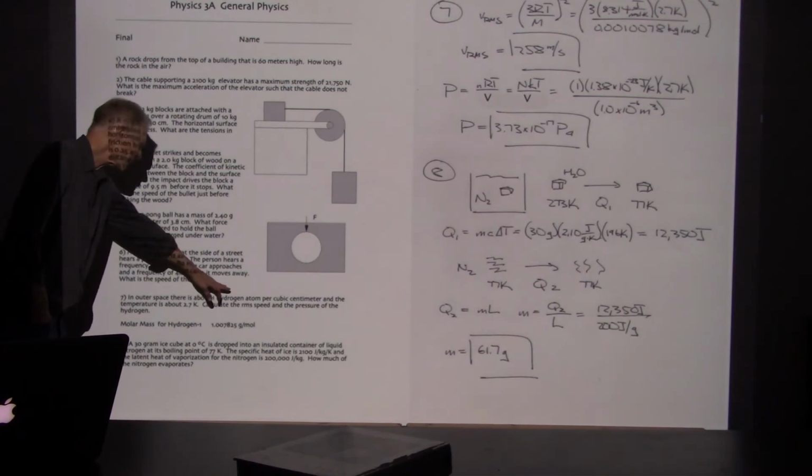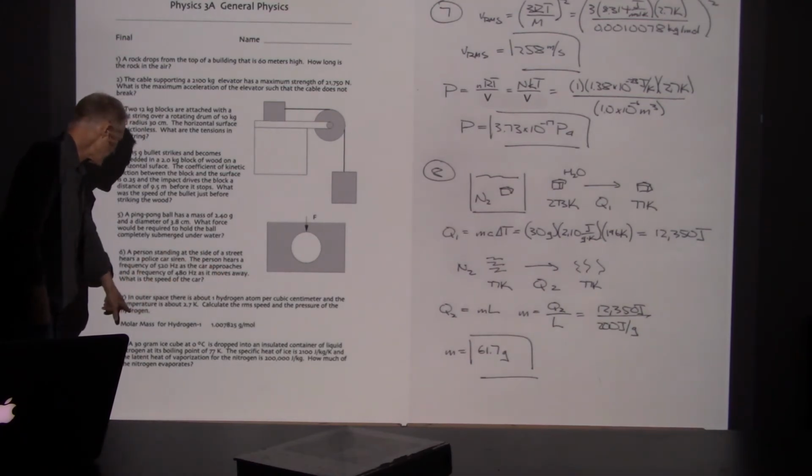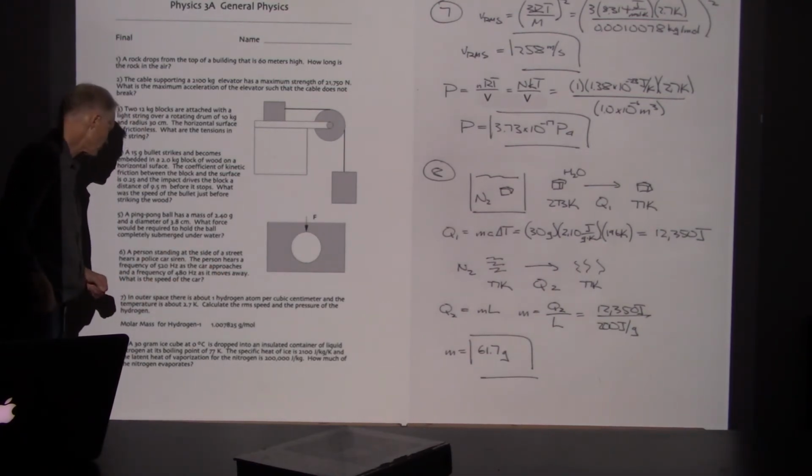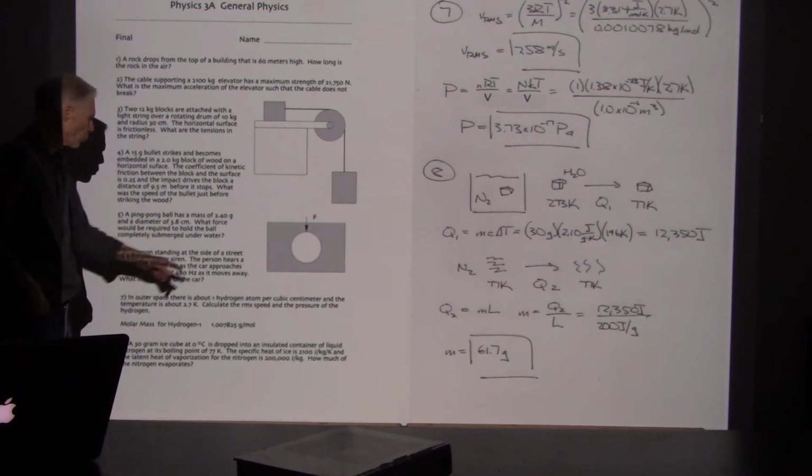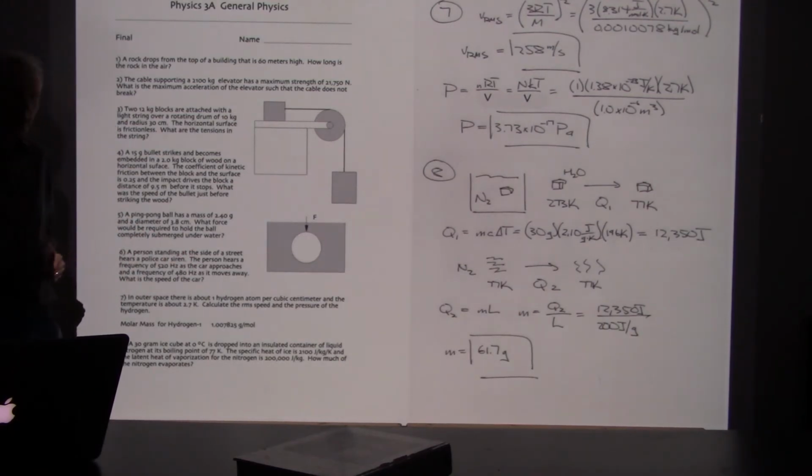So they want us to calculate the RMS speed and the pressure of the hydrogen. How much pressure would this number of hydrogen atoms create? Now, I don't know if you guys caught me on this, but notice that I asked 2 questions, and I didn't list them as A and B.